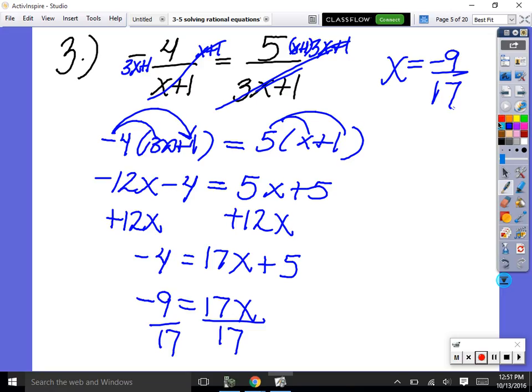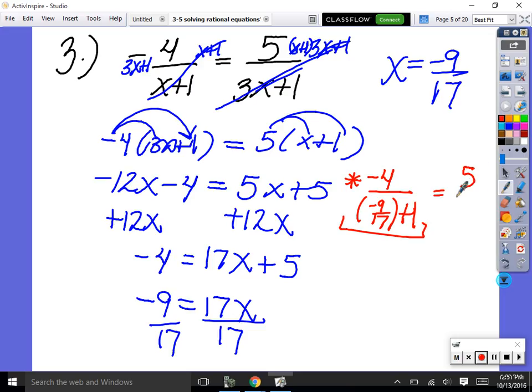Then we've got to check it. You really do have to check it. So we have, now the hardest part is typing it in correctly. So everybody, let's practice this. We have negative 4 divided by, now we've got to actually calculate the bottom first before we divide the negative 4. So that's negative 9 over 17 plus 1. You got to calculate this piece first and then do 4 divided by that.